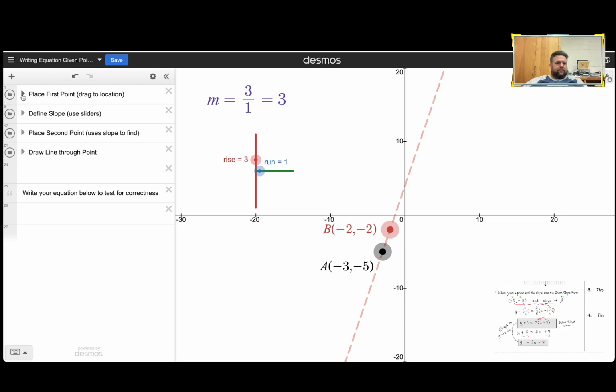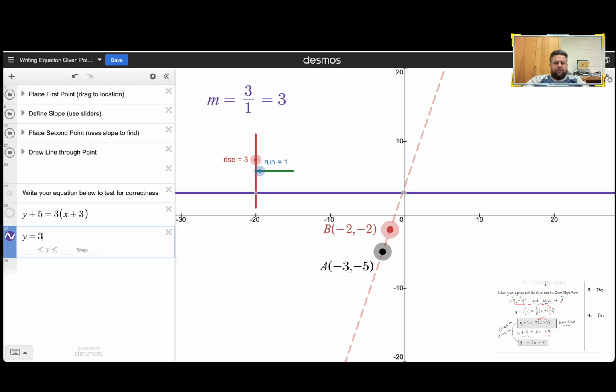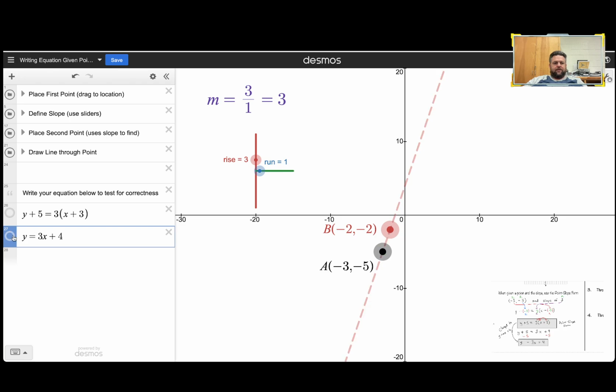So we have our second point. What we're going to do is write the equation y plus 5 equals 3 times x plus 3. And as you can see, it causes the line to go through both of the points and to cover up my dashed line. This is a good indicator that I have figured out the correct equation. The other form of the equation, which was in slope-intercept form, would be y equals 3x plus 4. And as you can see, it also covers up. So both the equations that I have written here are equivalent equations.